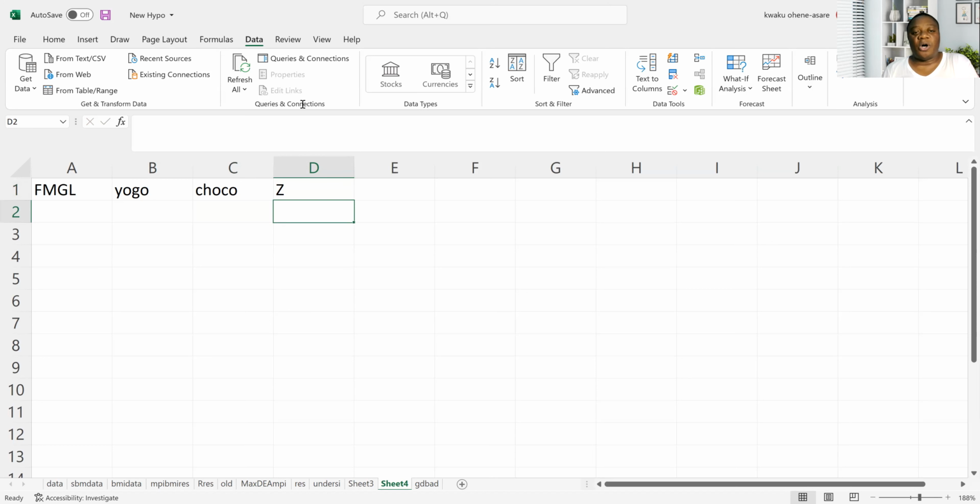If you have been able to do all those three things I've just done in cell B1, C1, D1, just type number 2.